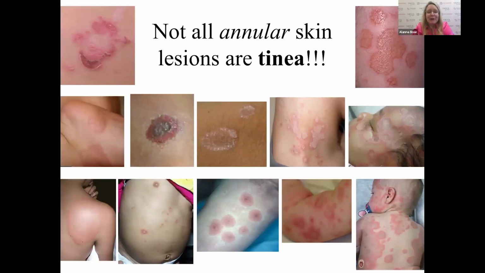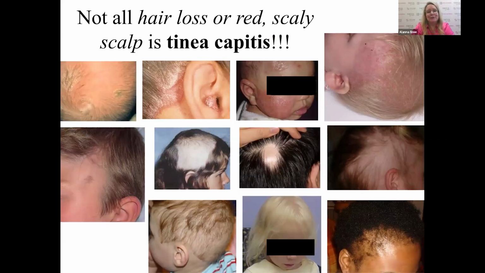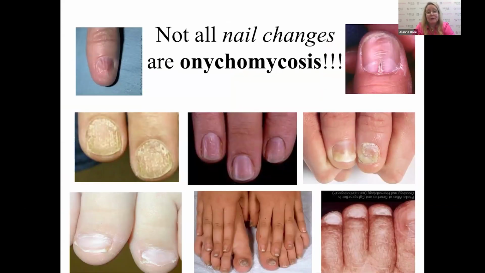And just to put it out there, not all annular skin lesions are tinea. And you can look around here and I will tell you that these are not tinea. So again, not all annular skin lesions are tinea, and not all hair issues that lead to a red scaly scalp and hair loss are tinea capitis. So again, all of these things are not tinea capitis. And again, not all nail changes are going to be onychomycosis. So all of these skin conditions are different conditions that you may see that are not due to fungus.